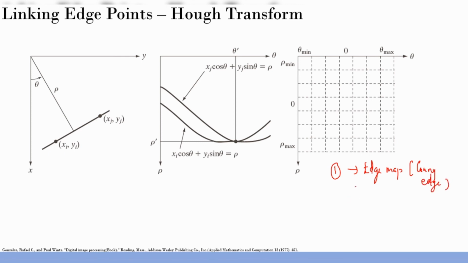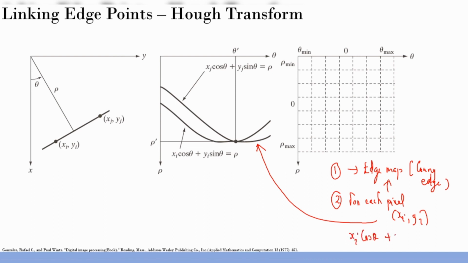So that means you are only going to consider only the bright spots in the image. For each pixel in this image, let's say it is xi, yi, I go to this space and I will have a curve which is defined by this particular formula, xi cos theta plus yi sin theta equal to r. You vary the r, you vary theta, and you get this particular curve.